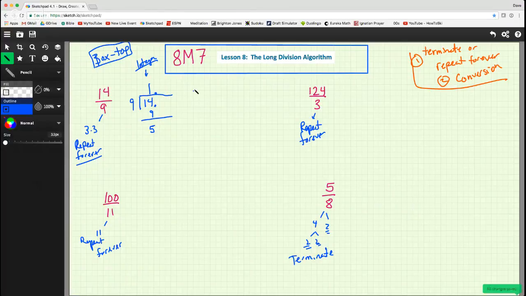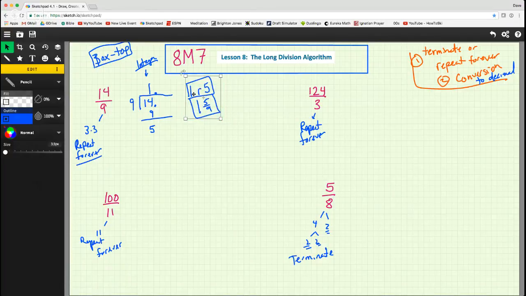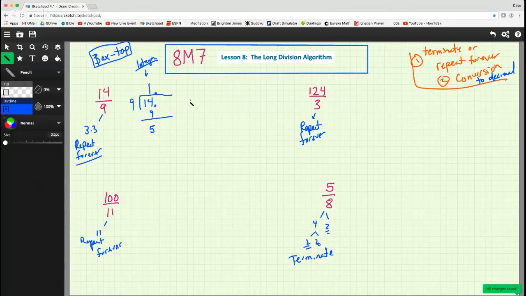Now we could say the answer is 1 with a remainder of 5, or you could say 1 and 5 ninths. Both of those are fine answers, but neither one converts it into a decimal, and in these examples we are asked to convert to decimal. So we can't stop here. Let's get rid of those and continue with our division.